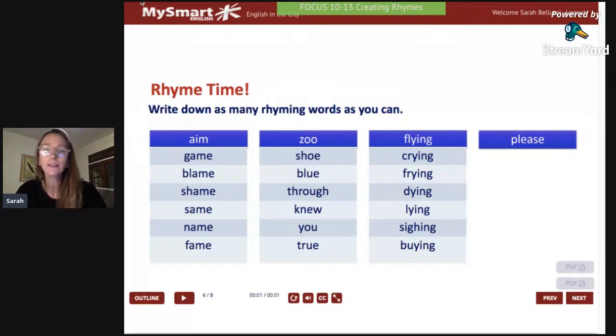Last one, what words rhyme with please? Please. The word that we say all the time in English because we're so polite. Please.